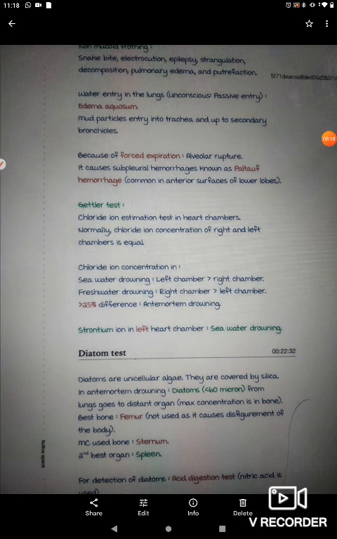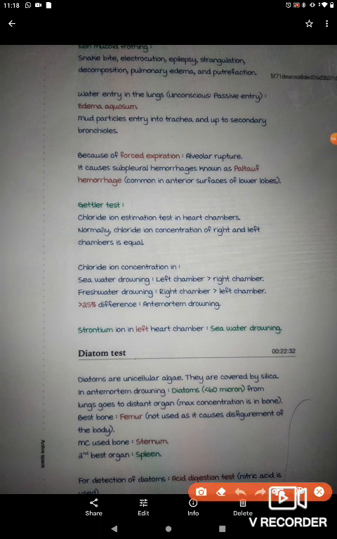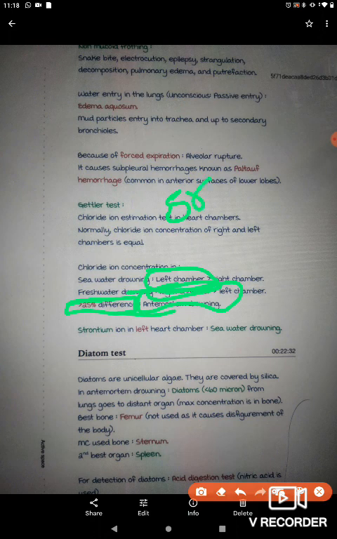Now, the Gettler test is a chloride ion concentration test. Normally both chambers contain equal concentration. But in seawater drowning the left chamber will be higher, and in freshwater drowning the right chamber will be higher. A difference of more than 25% is indicative of antemortem drowning. And strontium is more in seawater, so a strontium concentration in the left chamber is suggestive of seawater drowning.